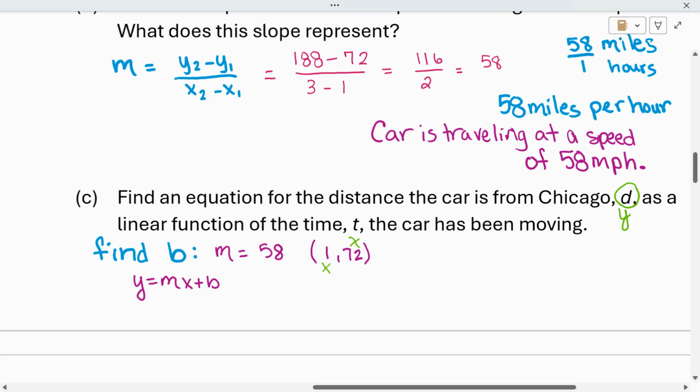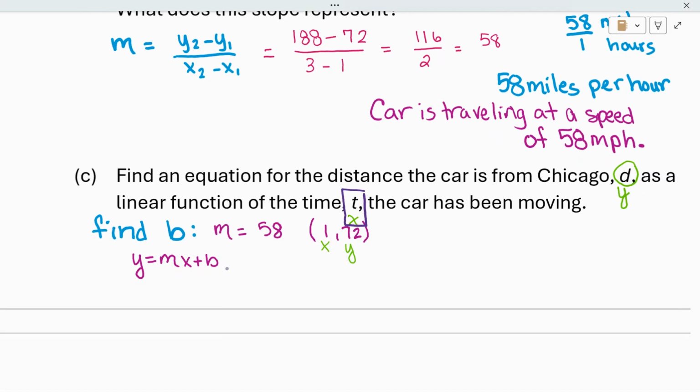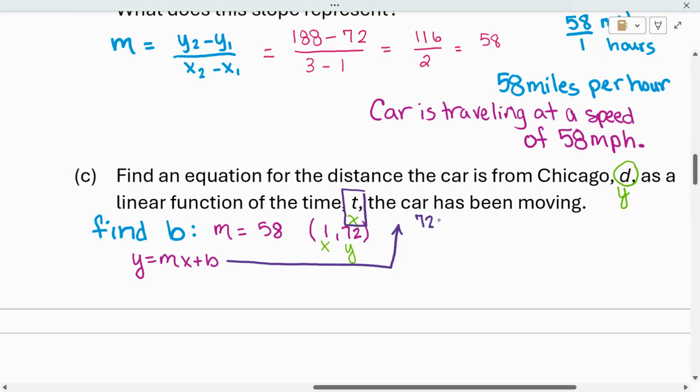Remember that this is my x and this is my y coordinate. And actually, I'm going to box this in because that x up there represents the time. Okay, so let's see. I'm going to plug in some values. I'm going to replace the y with the number 72. 72 equals, I'm going to replace my m, my slope, with the number 58, times x, well, x is the number 1, plus b.